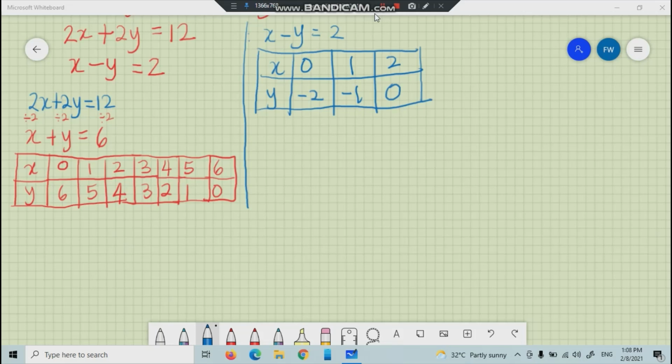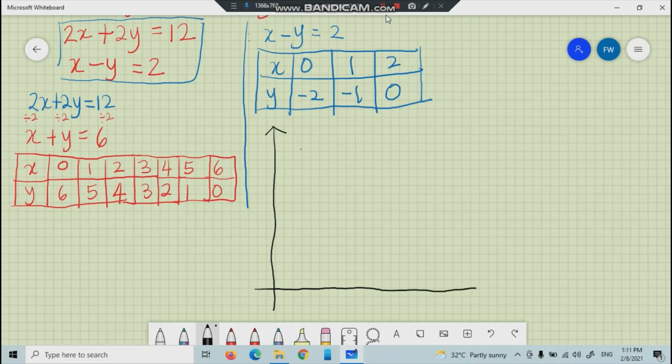The last step is we need to draw our linear graph for both simultaneous linear equations. We have 2x plus 2y equal 12 and x minus y equal 2. We will need to draw our axis. The first one is our y-axis, the vertical line. Use ruler. Okay. And our x-axis, our horizontal line. So label our axis as x and y.